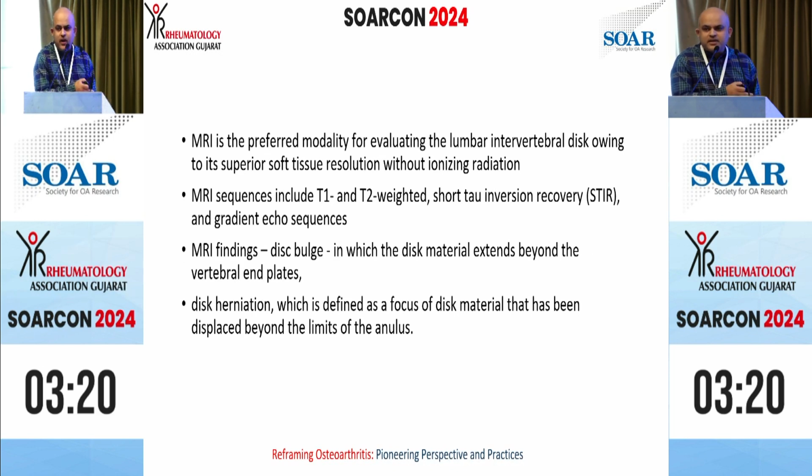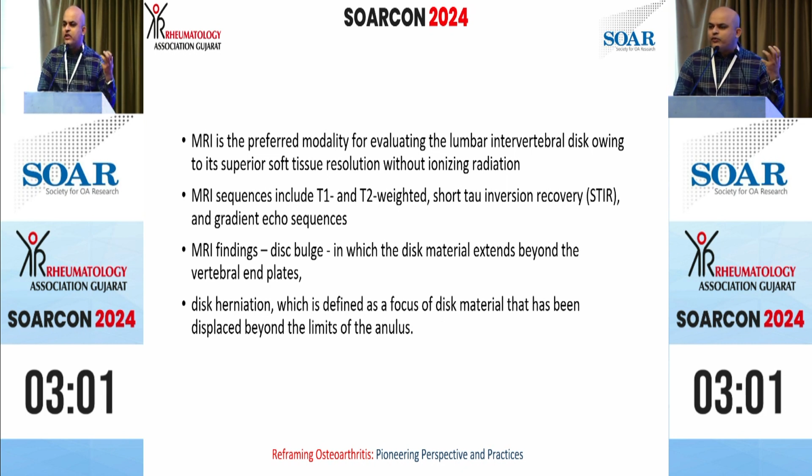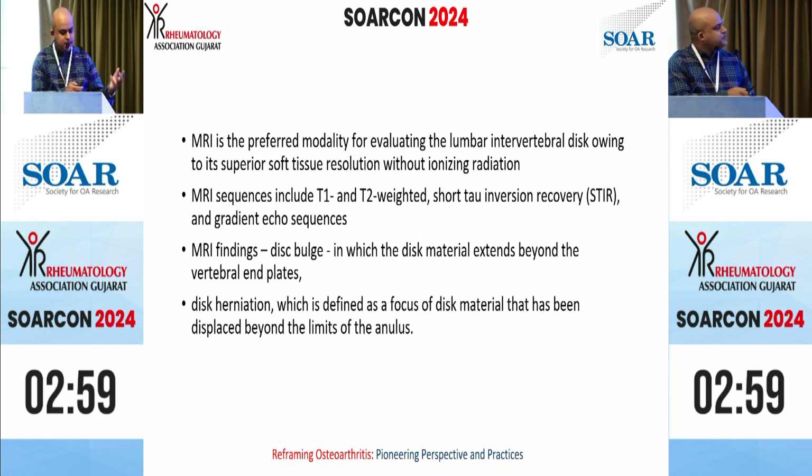So as I have already said, and we have presented the images, MRI is the preferred modality of imaging. T1, T2 are the routine sequences. STIR sequences, what is a STIR sequence? It's a short tau inversion recovery sequence. It's basically a T2 with fat suppression. So if you're looking for, say, sprained ligaments, or facet arthropathies in which you need to see fluids, please look at the STIR images. So MRI findings we have already discussed. So I'll move to the next slide.